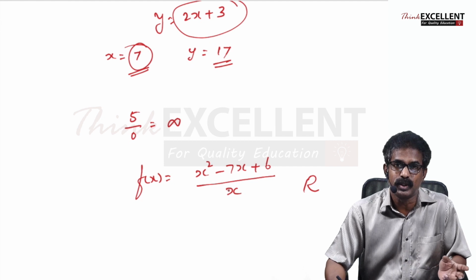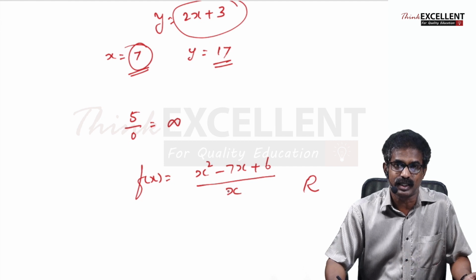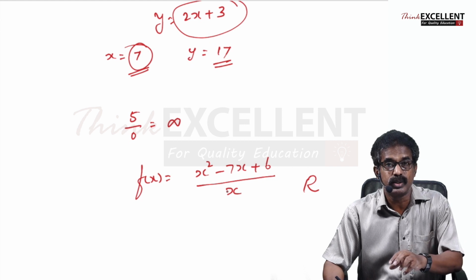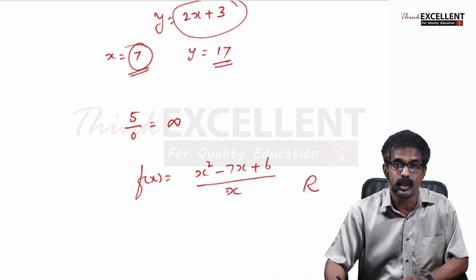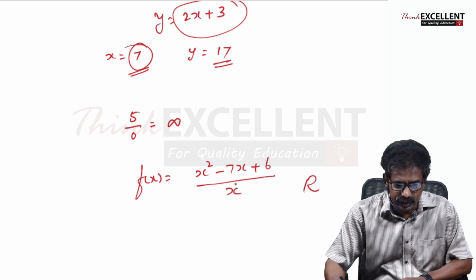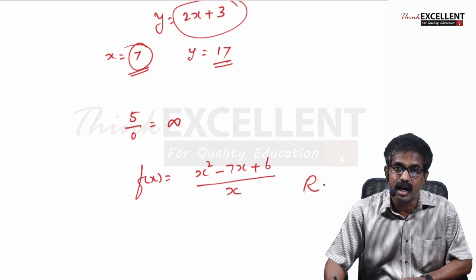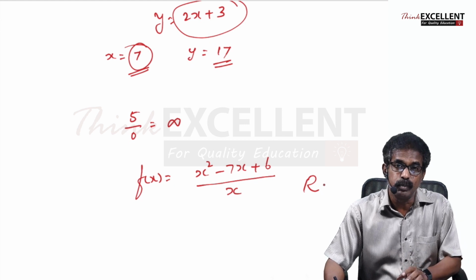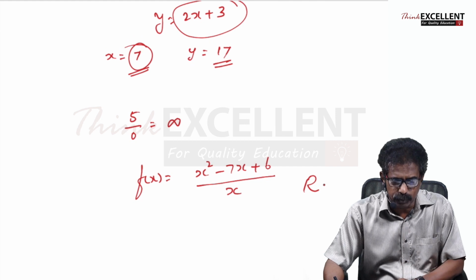In 10th standard you would have studied, right? Excluded values. For which values the function does not exist are called what? Excluded values. So for this function, you cannot write R. From R, remove that one point. Which point do you have to remove? The 0 has to be removed.